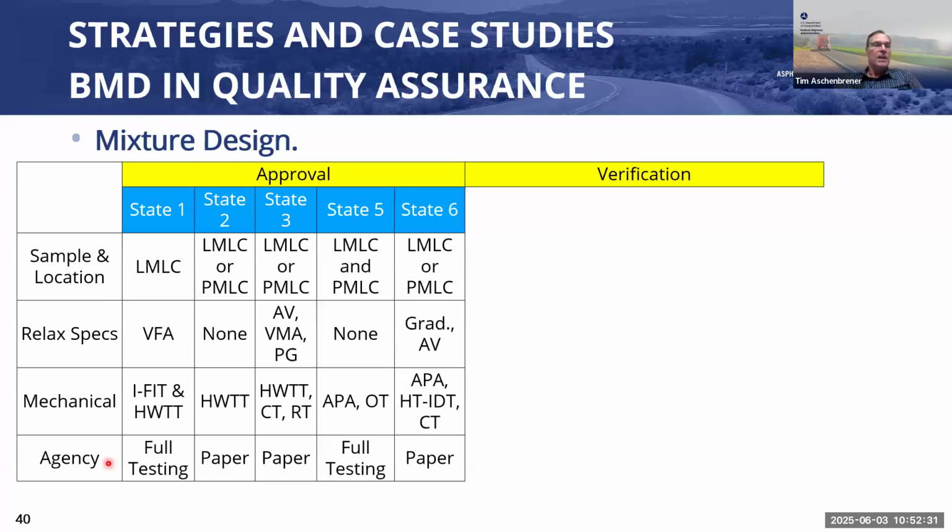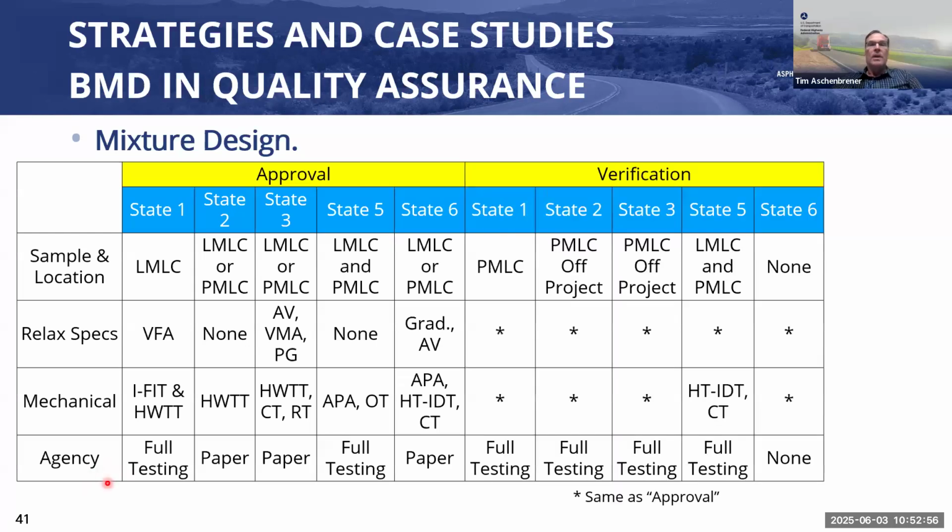So when it comes to mixed design approval, what are agencies doing? Well, we see three of these states doing paper reviews. The contractor does the test, they supply the paper mixed design, the state looks at the paper and they approve it. Two of the states are doing full testing. So again, there's not really a right or wrong, there's just different options.